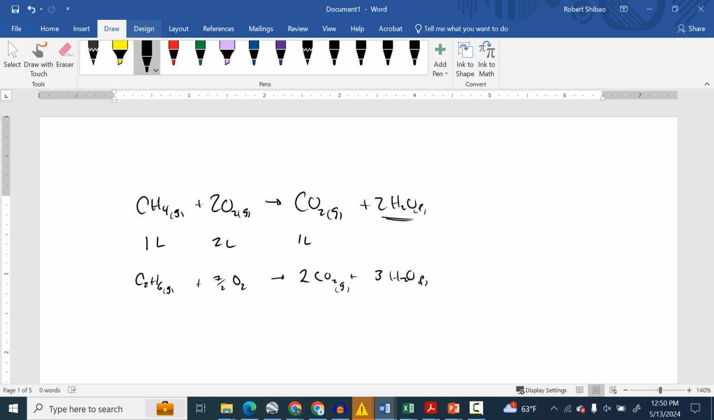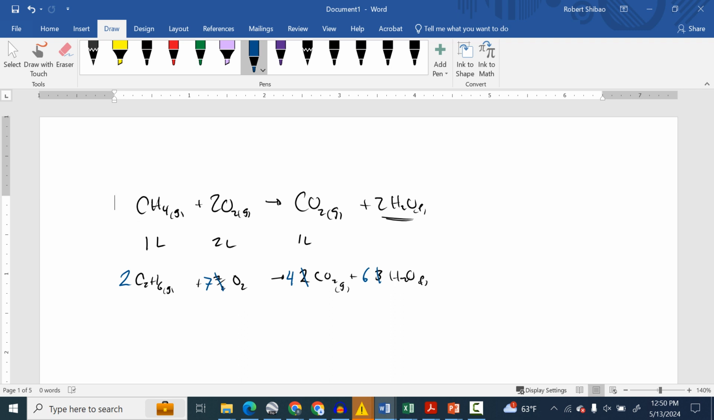But 7 halves is a bit of a pain, so I probably want to simplify that. So this is what I'm going to do. I'm going to go with 2 ethanes, and then that's going to change to 7 O2s. This is going to change to 4 CO2s and 6 waters.